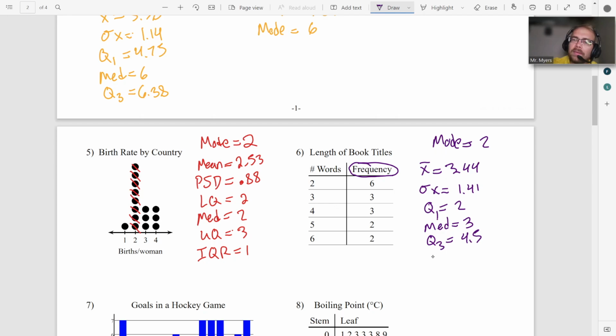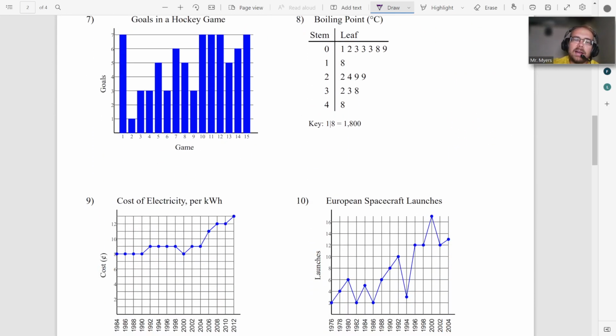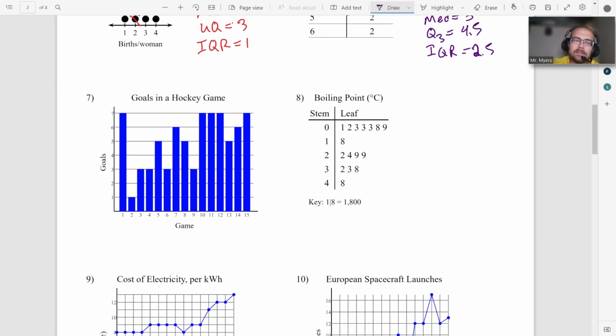And then the only thing we're missing is the interquartile range, which is Q3 minus Q1, which is 1.5. Or is it 2.5? It's actually 2.5. JK, LOL. My quick math is not on point today. All right, now we just have 4 more. We're almost done.